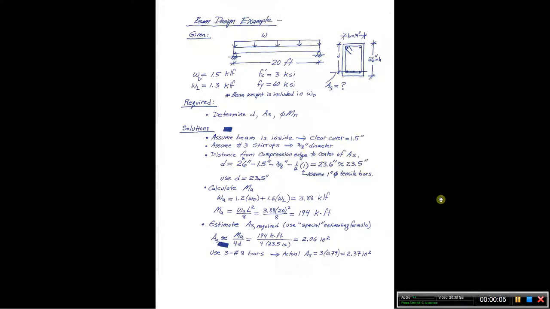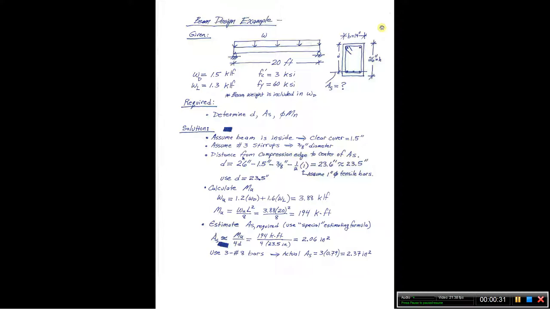In this video, I'm going to cover several design examples. These are introductory in nature, but they will give you a little bit more of an idea about how reinforced concrete design takes place. So in this case, we are going to do a beam design example where we are designing the moment capacity of the beam.